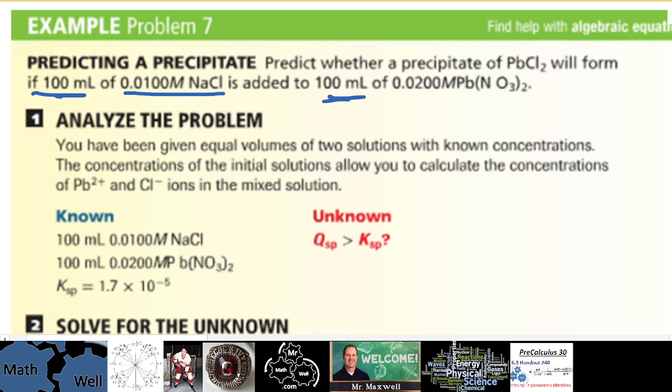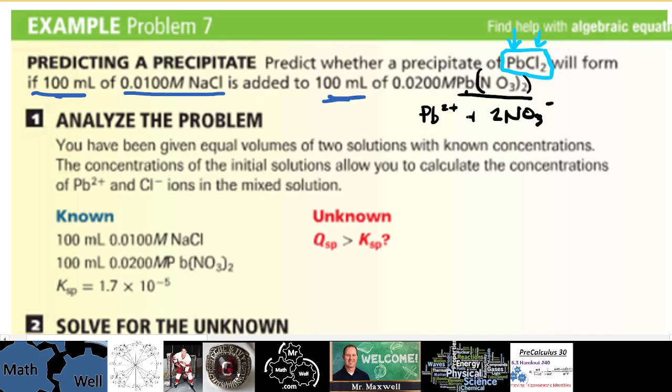What do we need to do? Well, we need to find out if this will form PbCl2. Now, how do we know that? Well, if there's enough lead ions and enough chloride ions, a precipitate will form. Where do the lead ions come from? They come from the dissolving of lead nitrate. Notice that nitrates generally are soluble, so if you put this in solution and mix it up, it will dissolve into Pb2+ ions and nitrate ions.